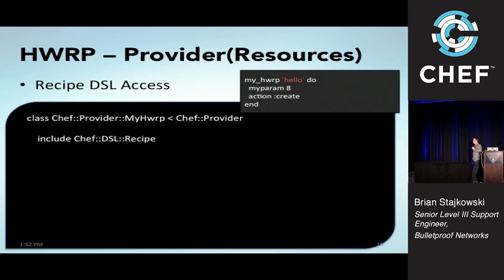So now to access additional resources, to access recipe DSL, you'll need to include in your provider, your heavyweight provider, Chef DSL recipe. And at that point in time, you can call package, you can call template, you can call other cookbook resources. It's just not there by default, like the lightweight resource provider.